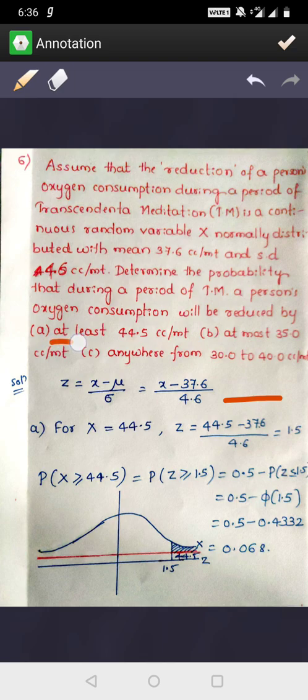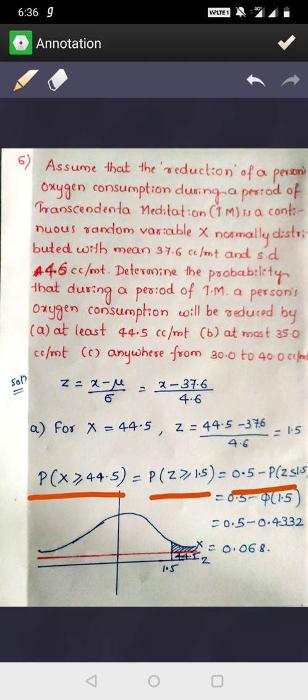First one, A, at least 44.5. So the random variable x is 44.5. Then substitute in Z, you will get Z equal to (44.5 minus 37.6) divided by 4.6. After simplifying, we will get 1.5. So the probability of x greater than or equal to 44.5 is nothing but the probability of z greater than or equal to 1.5. It can be written as probability of z greater than or equal to 0 minus probability of z less than or equal to 1.5.